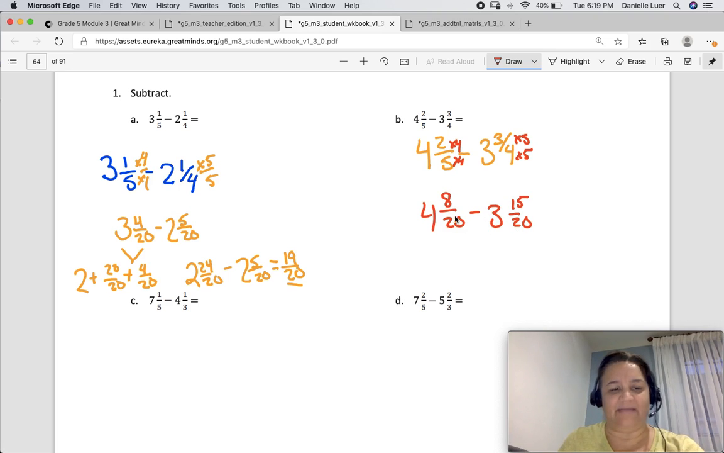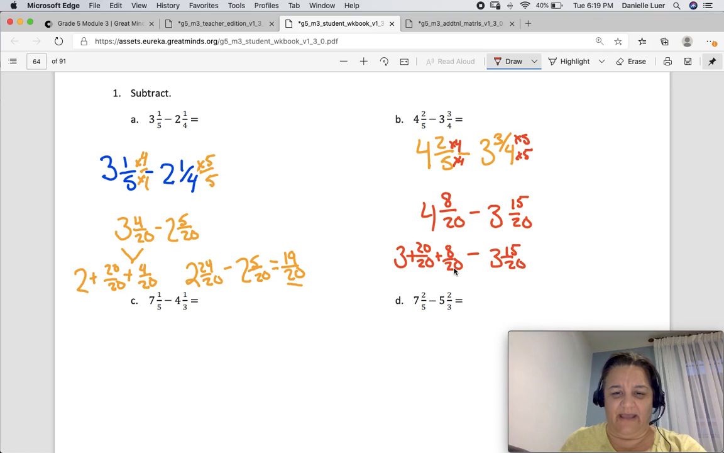Okay, well, same thing happened again. So I need to take one of these whole numbers in order to subtract. So I'm just going to go ahead and I'm going to change this to 3 plus 20 over 20 plus 8 20ths. Okay, do you see? Minus 3 and 15 20ths. Do you see what I did there? Okay. Pause it if you need to figure out what I did.